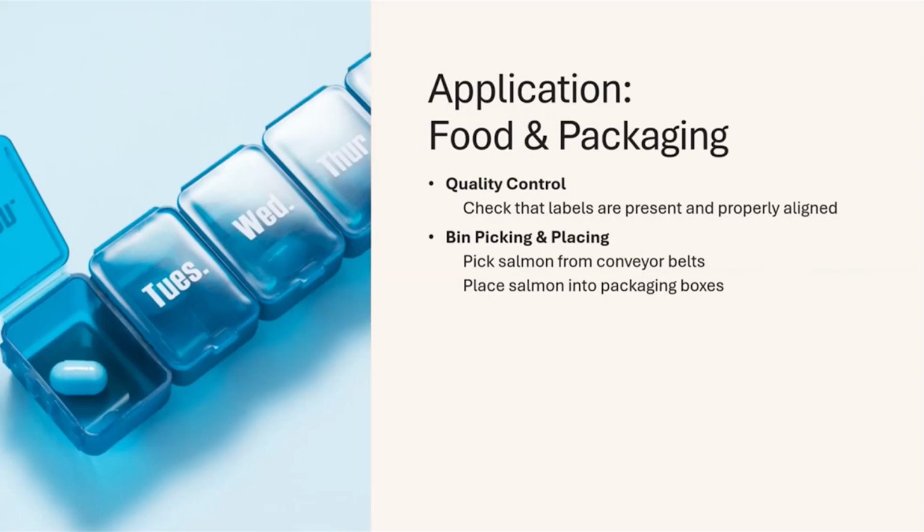In food and packaging, we can imagine quality control tasks that check if labels are straight, if labels are present. And of course, once again, we're at bin picking and placing solutions like we've seen with the salmon use case.